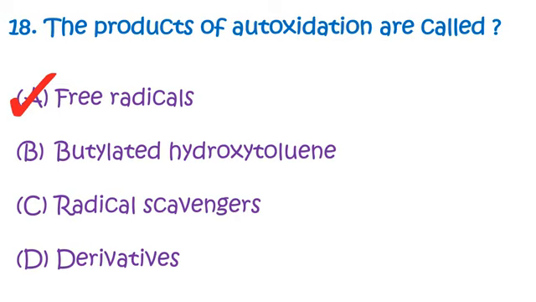antioxidants. Now, radical scavengers are substances that protect cells from the damage caused by free radicals, for example, antioxidants. And butylated hydroxytoluene is a derivative of phenol that acts as an antioxidant. Thus, the correct answer is free radicals.